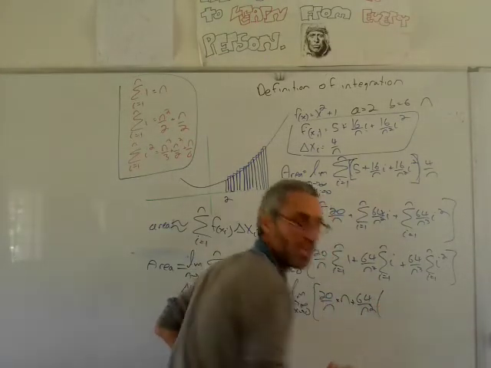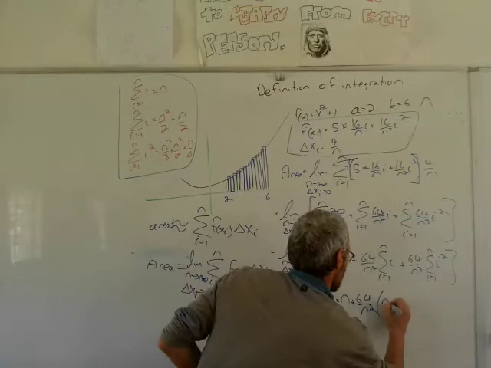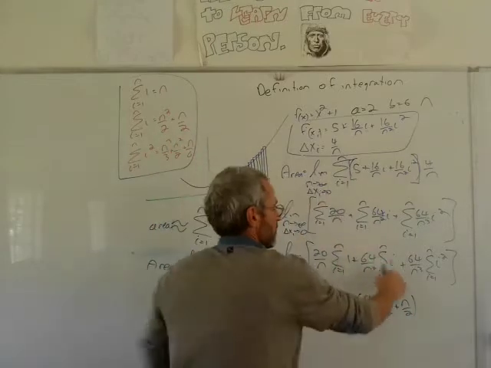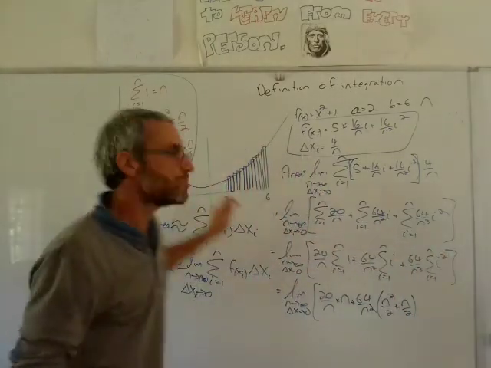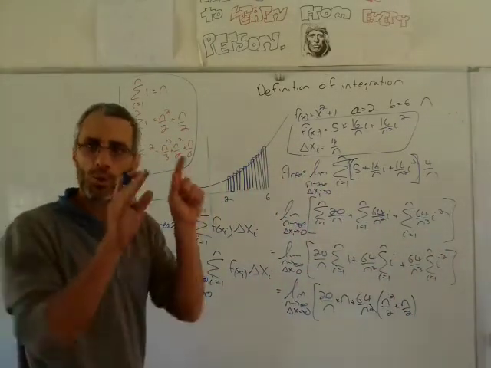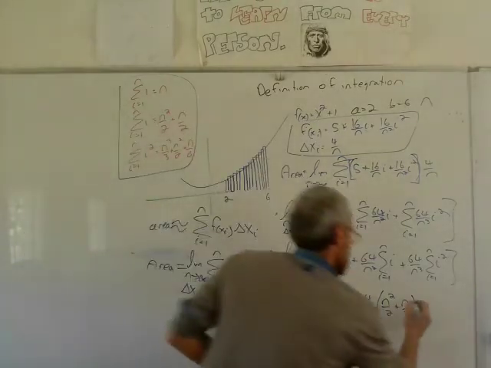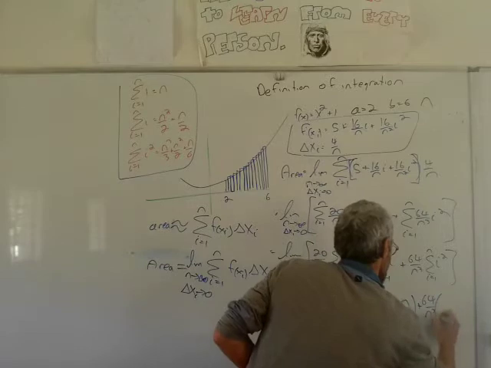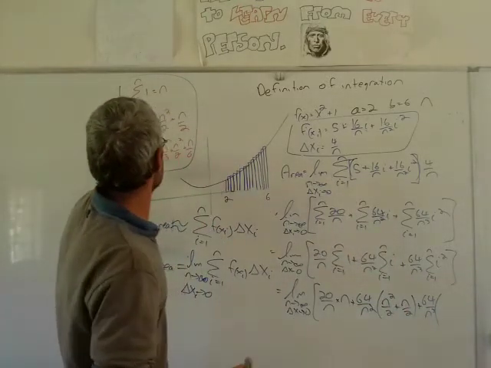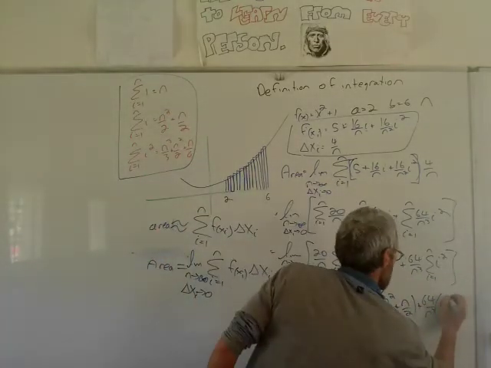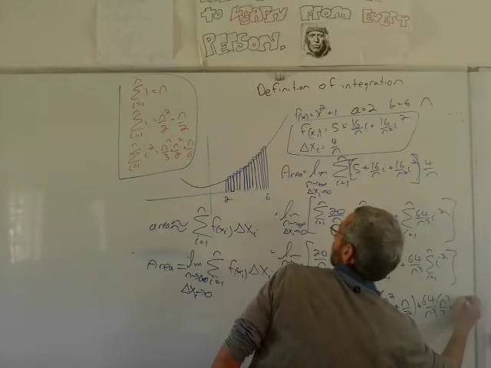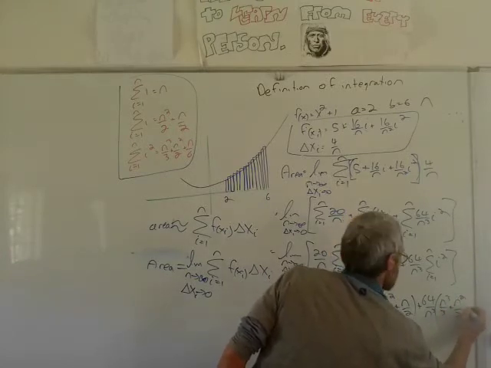n squared over 2, plus, I'm copying from this, plus n over 2. Each one of these sigmas is being replaced with that formula, which we will prove next year. Plus 64 over n cubed, and instead of sigma i squared, I've got n cubed over 3 plus n squared over 2 plus n over 6.